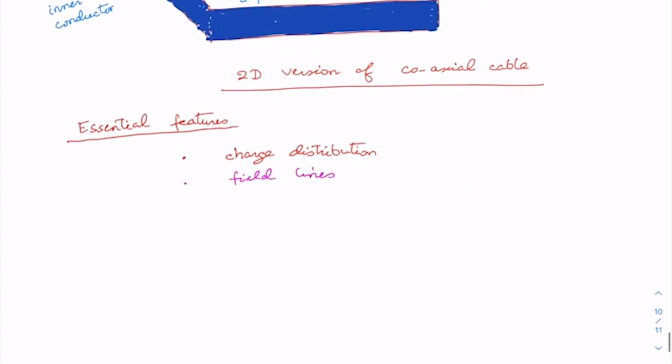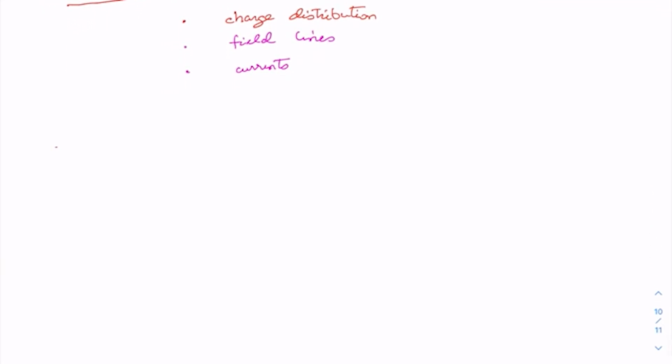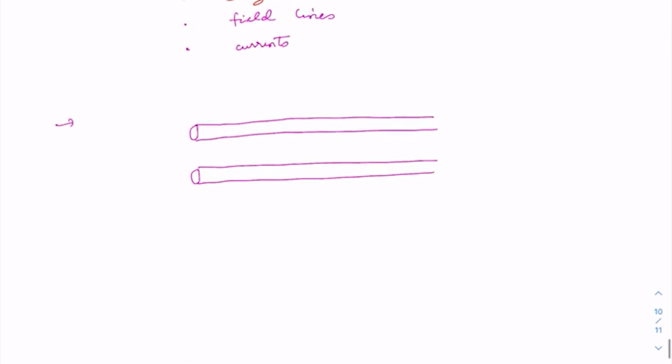Okay, and because of it of course we are going to have currents. So the model that we are going to now build up should contain all these things, and all these features are already there in our two wire transmission line setup that I discussed, where we had two metallic wires parallel to each other, right?